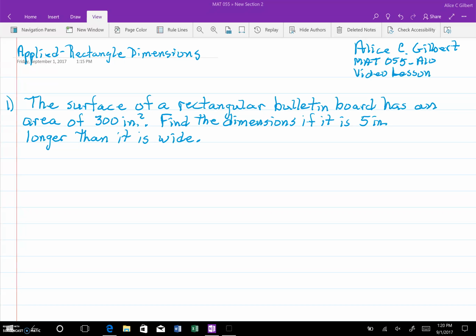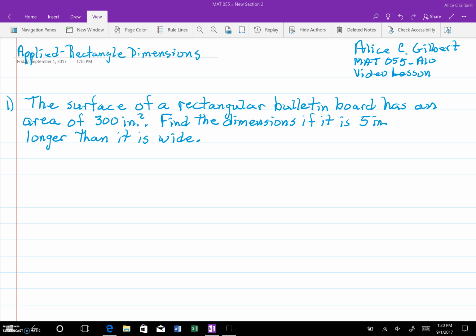Now we're going to work with applied problems. You know them as word problems or story problems, but actually these are known as applied problems, and that's what we're going to be calling them from this time forward. So every time I talk about an applied problem, you guys should think word problems, okay?